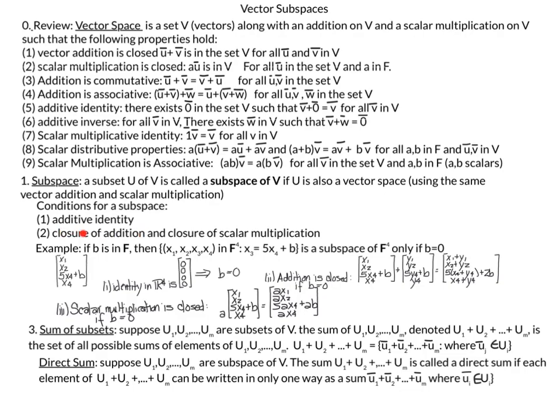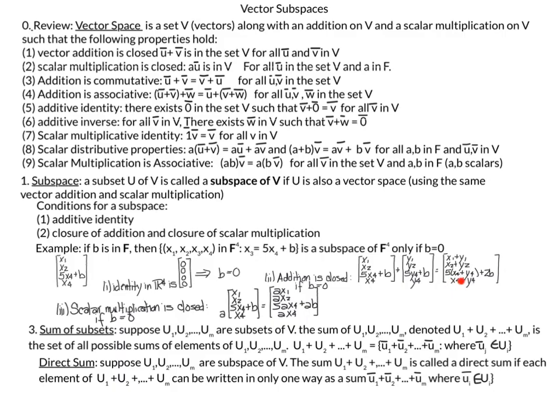Second, we need to check the addition and verify it is closed. We take a vector x of this form, so we have x1, x2, 5x4 plus b, and then x4. We take a vector y of this form, so we have y1, y2, 5y4 plus b, y4. And we do our vector addition, which is coordinate by coordinate addition, and we get x1 plus y1, x2 plus y2, 5 times (x4 plus y4) plus 2b, and x4 plus y4.